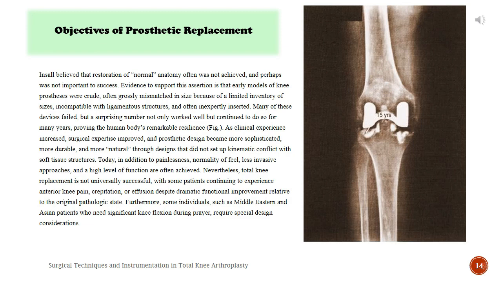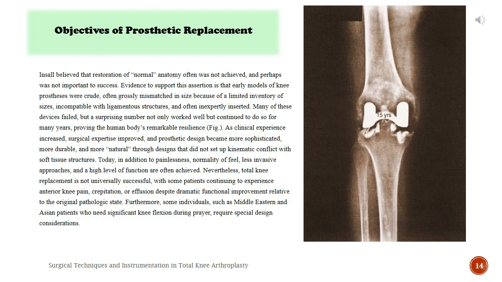Many of these devices failed, but a surprising number not only worked well but continued to do so for many years, proving the human body's remarkable resilience. As clinical experience increased, surgical expertise improved, and prosthetic design became more sophisticated, more durable, and more natural through designs that did not set up a kinematic conflict with soft tissue structures. Today, in addition to painlessness, normality of feeling, less invasive approaches, and a high level of function are often achieved.